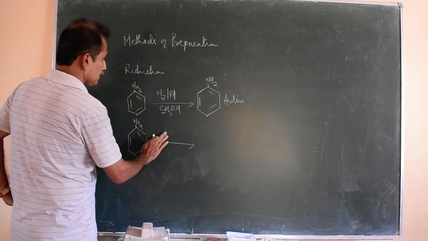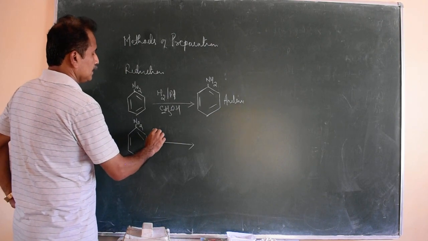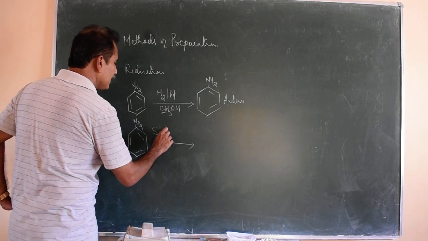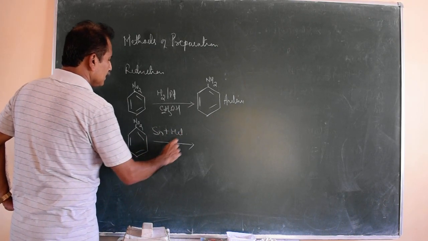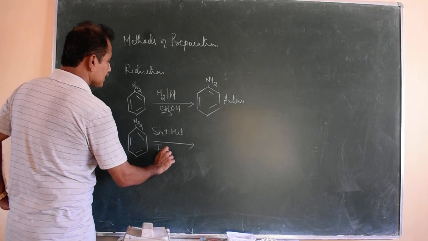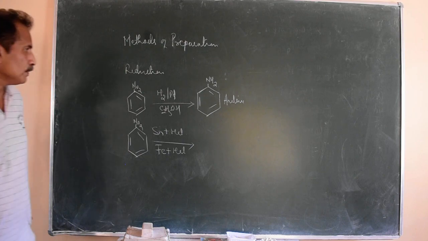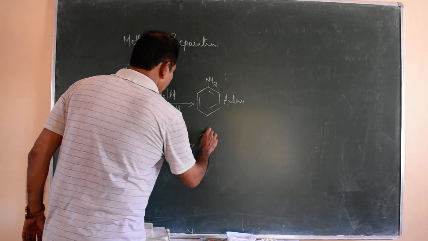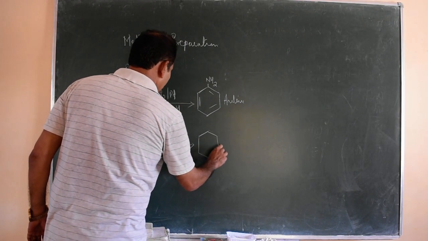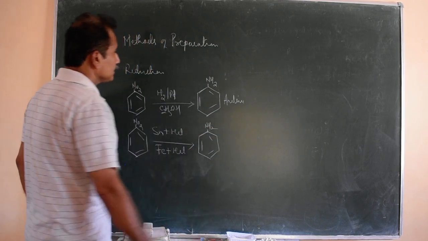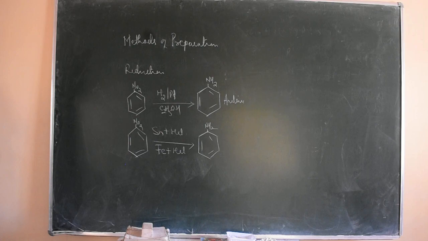You can use scrap iron and HCl to convert the nitro compound into amine. So NO2, H2, palladium also can be used. Sorry, I told you scrap iron and HCl. You can use Sn, that is tin, and HCl, or Fe plus HCl. This also gives you amine. So this was the first method of preparation.